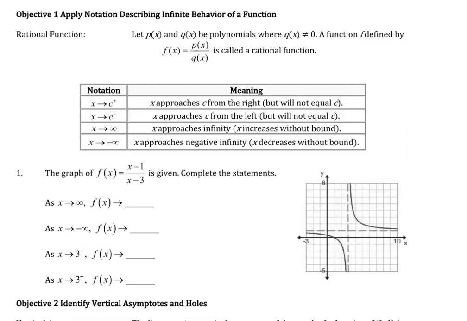Our first objective is to be able to apply notation describing the infinite behavior of a function. Specifically, we are going to be looking at rational functions. A rational function is simply a polynomial divided by a polynomial, one polynomial on top of another polynomial. We have some notation in this table that we're going to be applying to these rational functions.